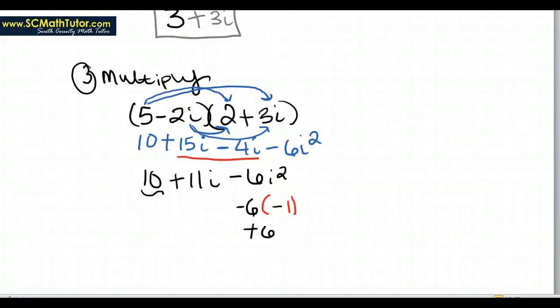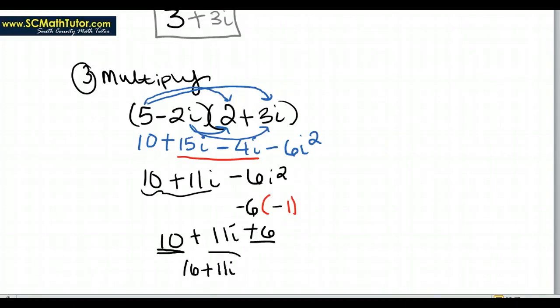Bring everything else down, so this is 10 plus 11i. Then combine like terms again. Now this becomes real, so this is 16 plus 11i. Okay, so quick review. How do you multiply complex numbers? Step 1, FOIL.